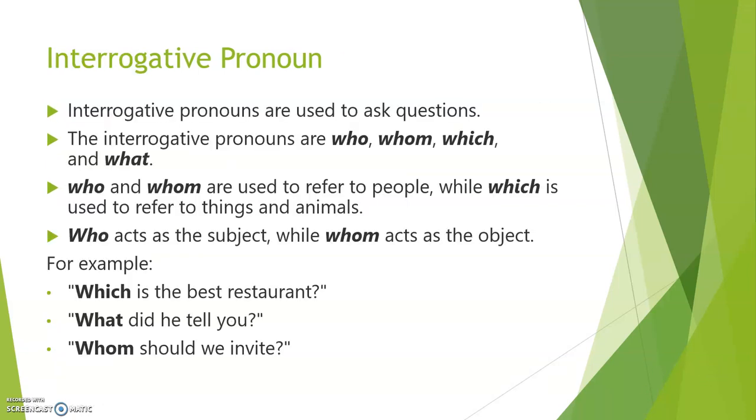The next one is interrogative pronoun. Interrogative pronouns are used to ask questions. The pronouns are who, whom, which, and what. Who and whom are used to refer to people, while which is used to refer to things and animals. Who can act as a subject, while whom acts as the object.